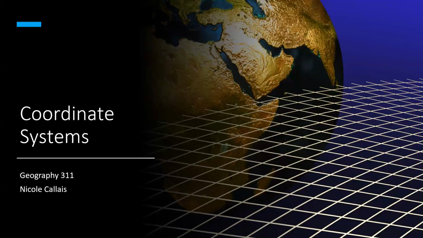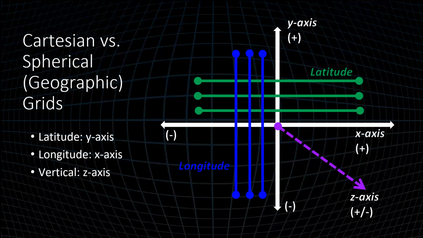In this video, I will go over the different coordinate systems and their use in GIS. There are two types of grids, Cartesian and spherical. Cartesian grids are more like what I have shown you on this page, and they're based on cubes or rectangular prisms. They have an X and Y axis and sometimes even a Z axis with both negative and positive values.